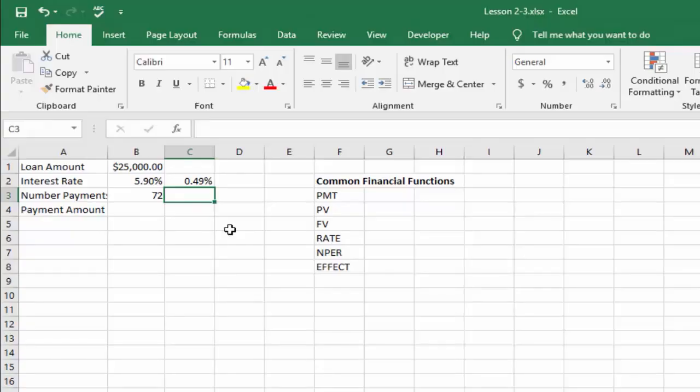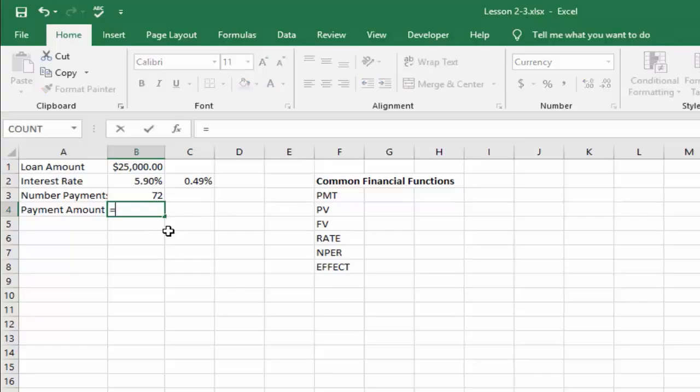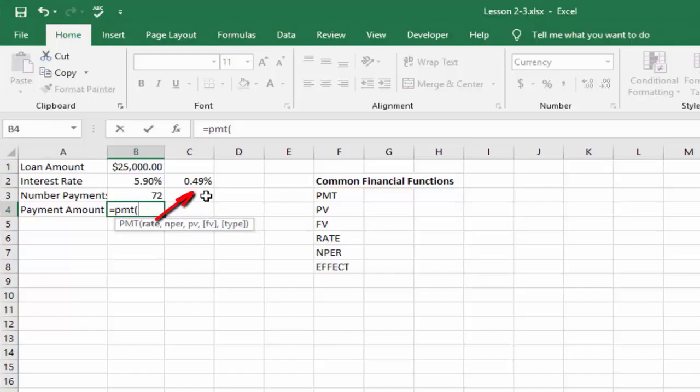Okay, so the payment amount is calculated using the PMT, or the payment function. When I type in payment as my function name, notice that I have 5 arguments, and some of the arguments have brackets around them. So let's talk about that. Rate is the interest rate for the loan, and that's going to be my monthly interest rate. NPER is the number of periods, or the number of payments for the loan. PV stands for present value. That's the present day loan amount.